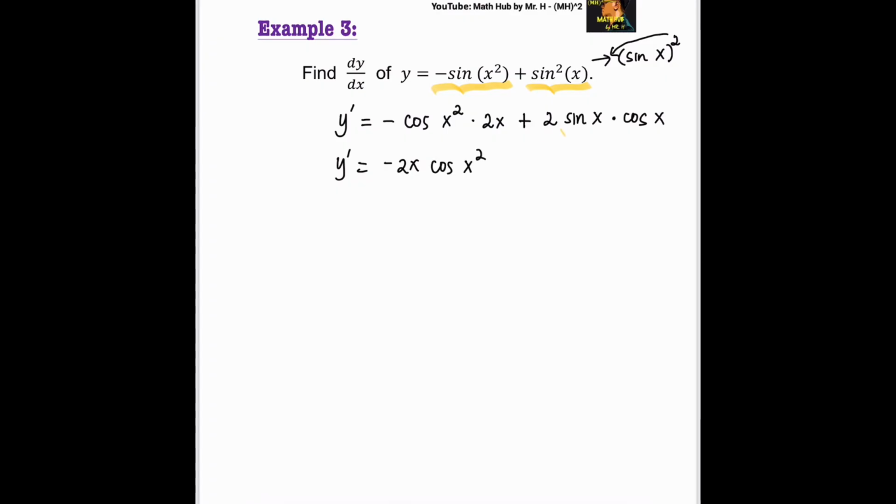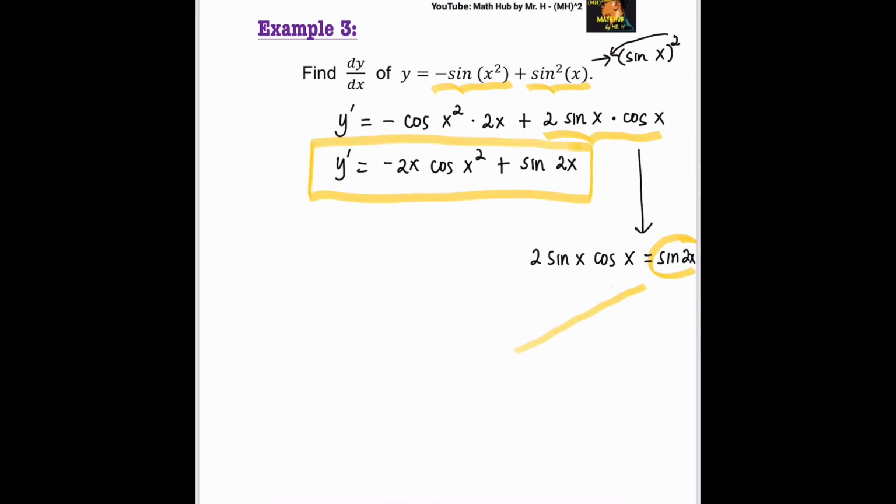So y prime equals, this is going to be negative 2x times cosine of x squared. The second term is 2 sine x times cosine x. So if you can recall the sine double angle identity, 2 sine x cosine x is actually equal to sine of 2x. So basically, this second term right here must be converted to this one. So the final answer here is this one.